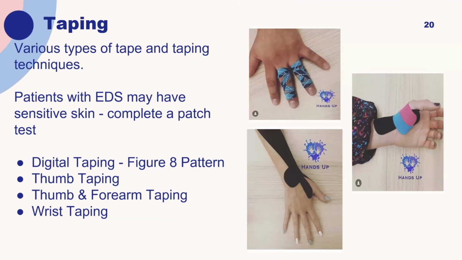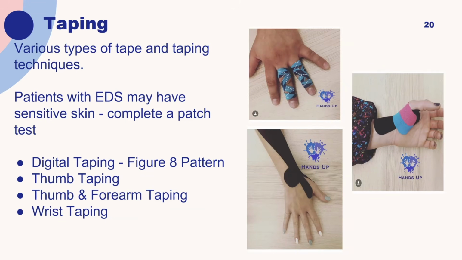So in our clinic, there are various different types of tape. It comes in different colors, and there are various different companies that create the tape. So we use it for various different patients and diagnoses. In the top photo, for patients that present with hypermobility in their digits, we do a figure 8 pattern, which is similar to the figure 8 splint over the joints to provide some increased support and stability.